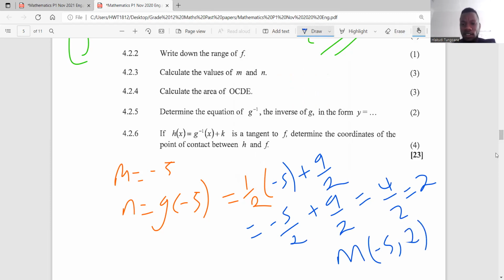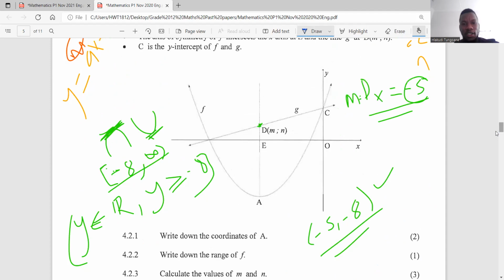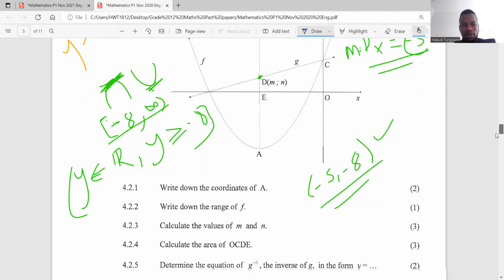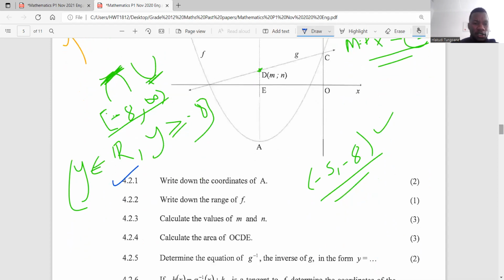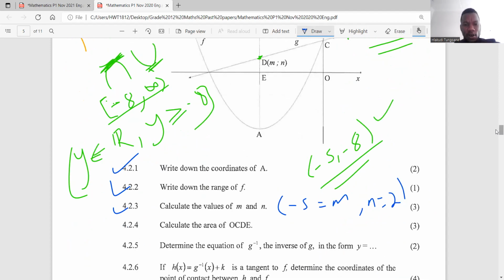And then you can just check this answer for reasonability to see if it makes sense. If you look into our equation, you can see that yes, n has to be positive, which is 2 there, and m is -5. So we've answered those questions: the value is -5 for m, and n equals 2. Okay, and then the fourth question, they ask you to calculate the area of OCDE.